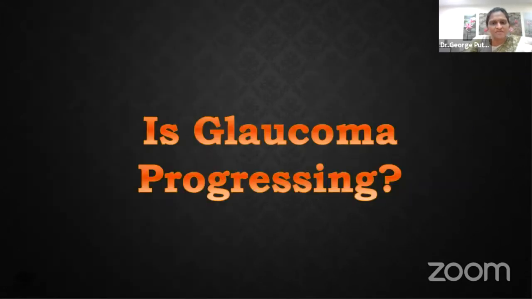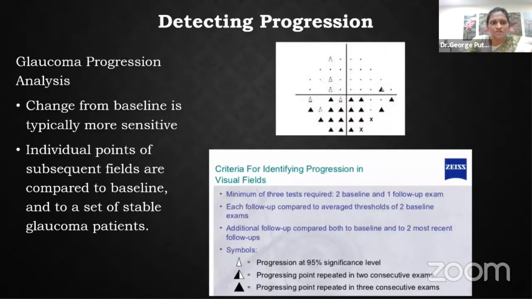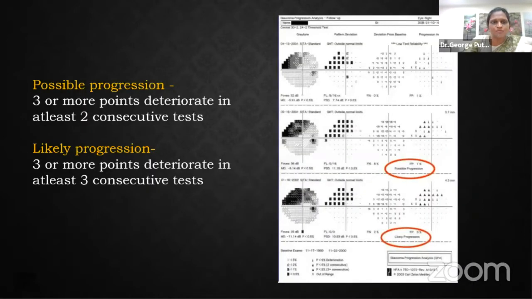Visual fields also help us to analyze the progression. With the newest software, there are two analyses, mainly event-based and trend-based analysis. The overview pattern, which was used earlier, doesn't give us much clue on the progression of glaucoma. So in GPA, the glaucoma progression analysis, event-based, the current visual field is analyzed against the baseline visual field and against a set of stable glaucoma patients. And it is given as possible progression or likely progression.